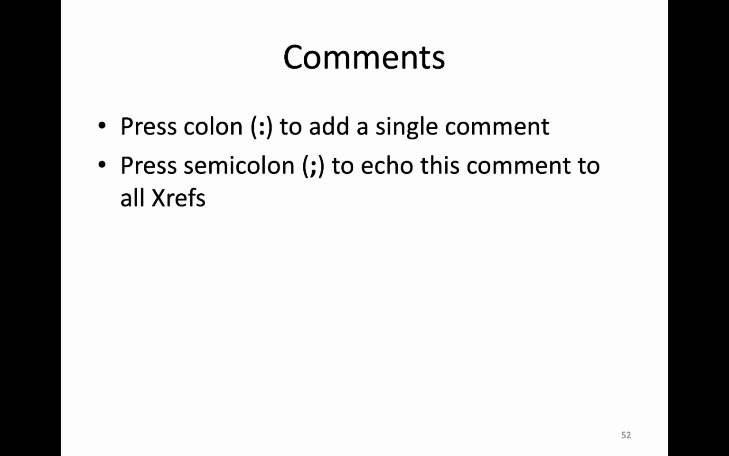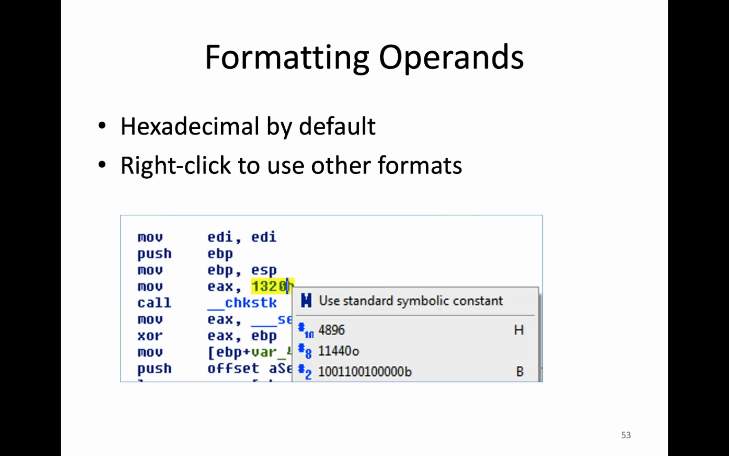And you can also add your own comments. So, if you just want to annotate some code, you could press colon to add a single comment or press semicolon to echo this comment to all cross references. So these are just some useful techniques.